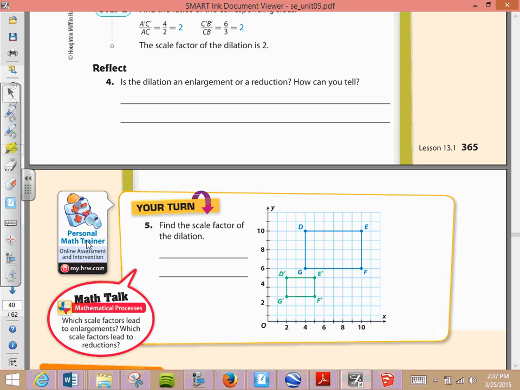So your homework should cover everything we did for the transformations. And then tomorrow we're going to finish dilation. If you have any questions on this, let me know.